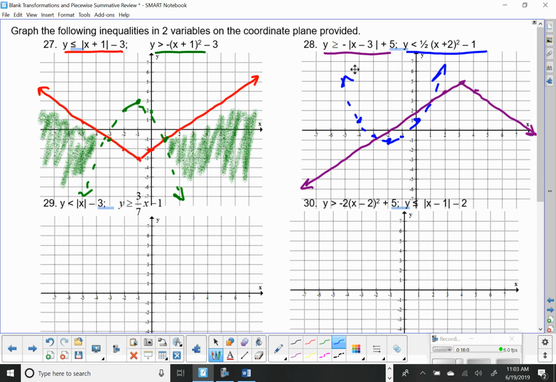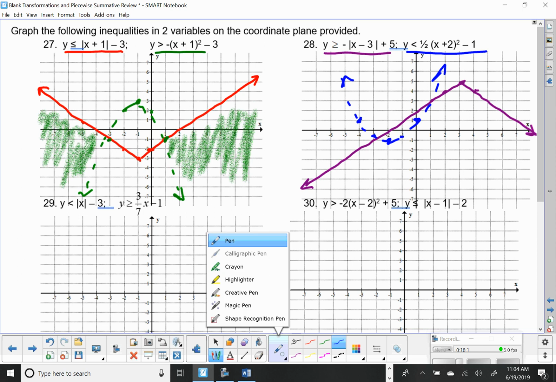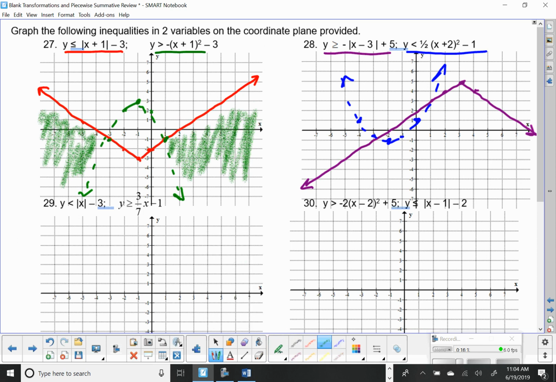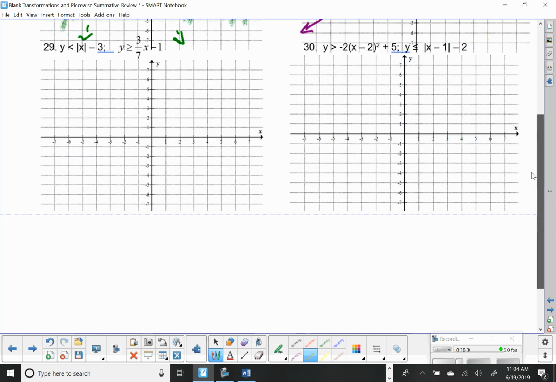Dashed. And again, this one is below the blue and above the purple. Below the blue and above the purple. That would give me below the blue and above the purple. All of this region. Okie doke? So far, so good? Yay.